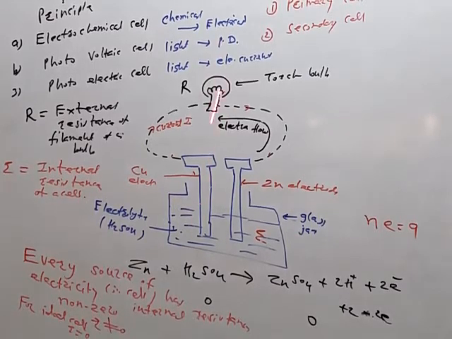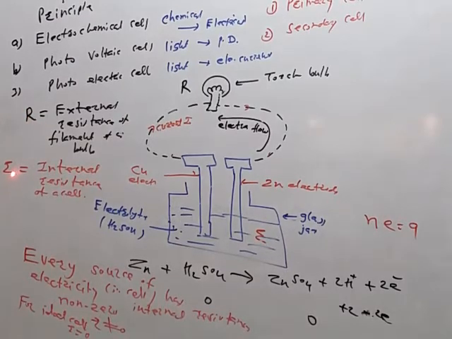So in every circuit there are two types of resistances. One is the external resistance, the other is the internal resistance.